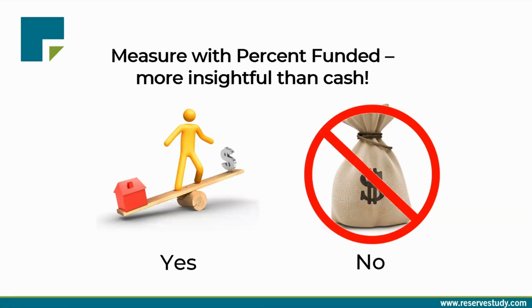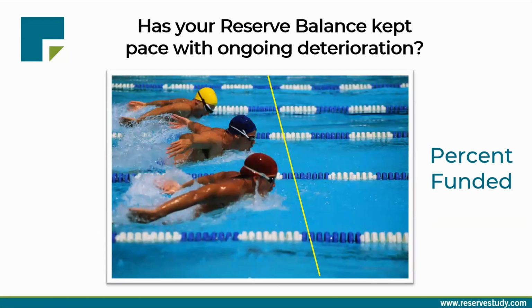Champlain Towers South had about $700,000 in its reserve fund. That sounds like a lot of money, until you understand that they had so many reserve projects waiting to be done, they were only about 7% funded. Percent funded tells us how well the association meets the needs of the association. Remember that the cost of deterioration is ongoing. Percent funded reveals the result of that funding.